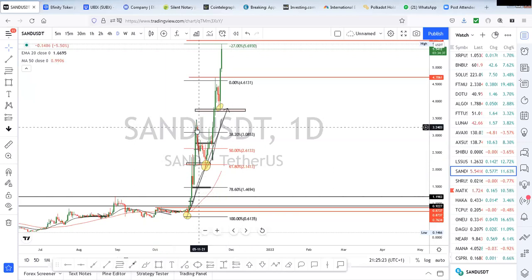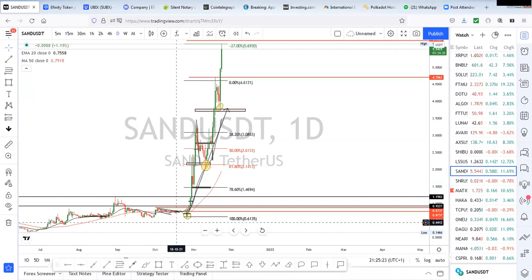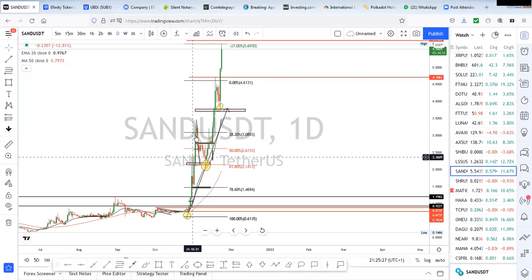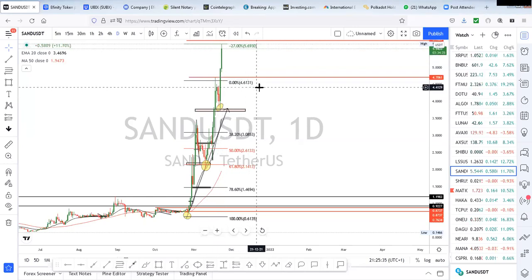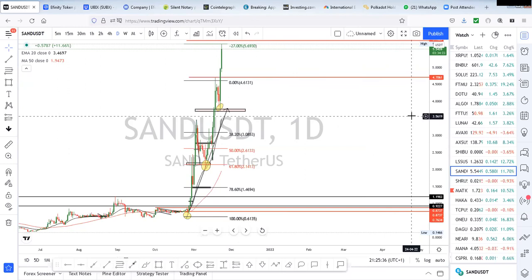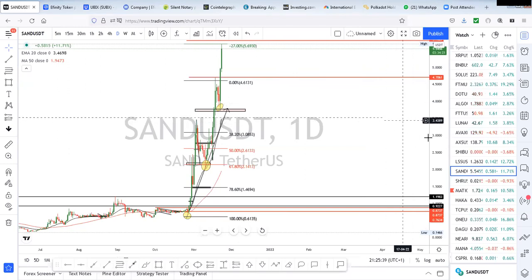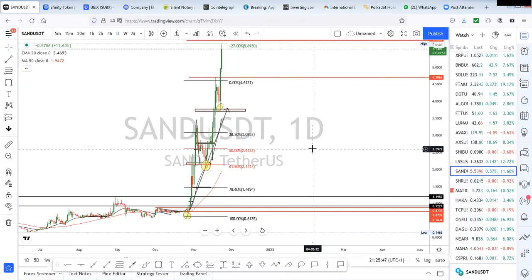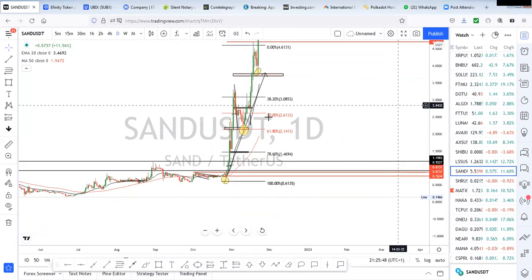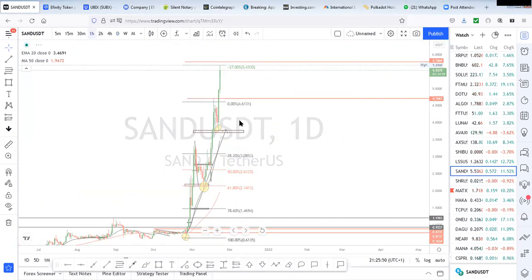So this is a clear example of market structure. You can see your higher lows, your higher high, your higher low, your higher high, your higher low, and your higher high. So that is the example of it. Then let's look for a sideways market. What will I use now to look for sideways markets?